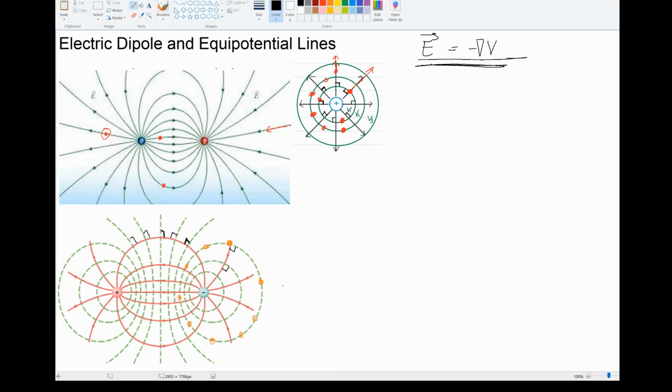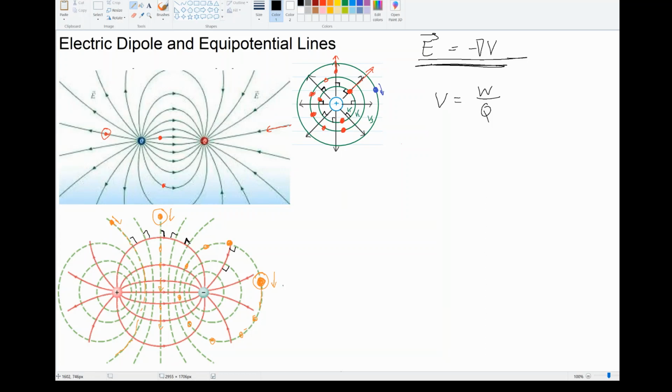Now let's get work into this. Recall that potential is normalized work. It's the work per charge. It takes then no work or no force to push a charge along an equipotential line.